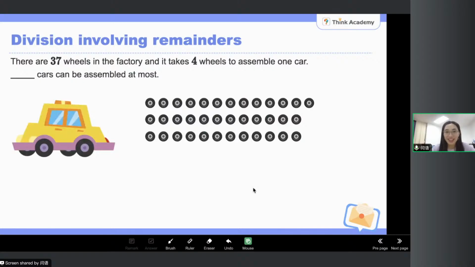Now, another example. This is about a real application. There are 37 wheels in the factory and it takes 4 wheels to assemble 1 car. So how many cars can be assembled at most? Okay, everyone, I give you 20 seconds. Have a try. Got the answer?